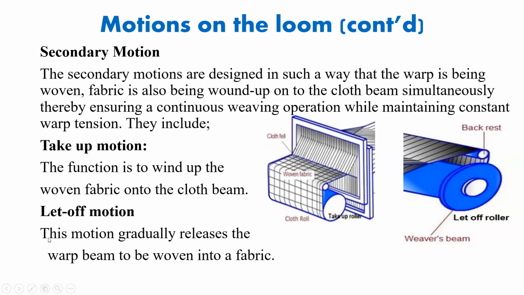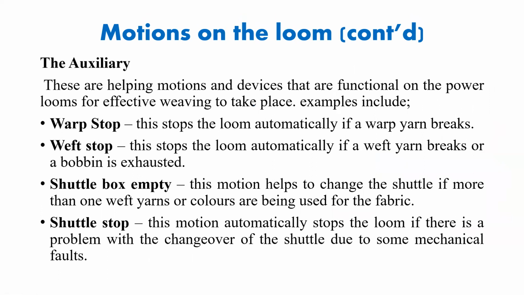So what is the let off? This motion gradually releases the warp beam to be woven into fabric. Okay. So the auxiliary motion, that is the third of the various motions.